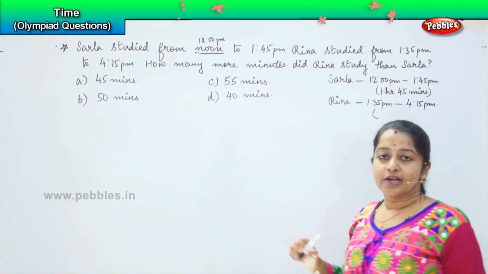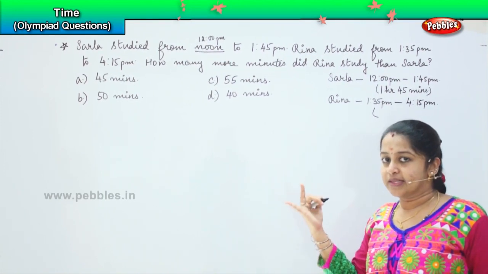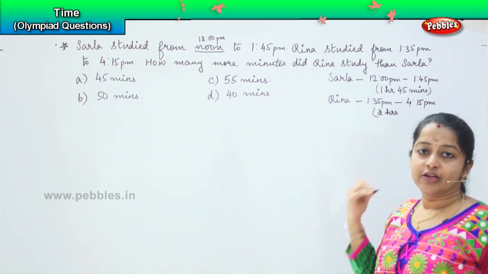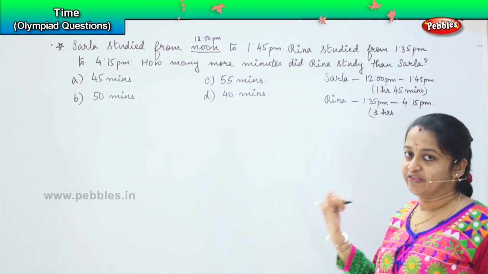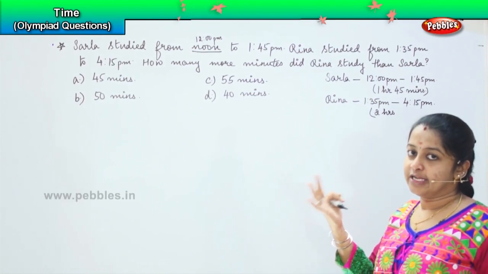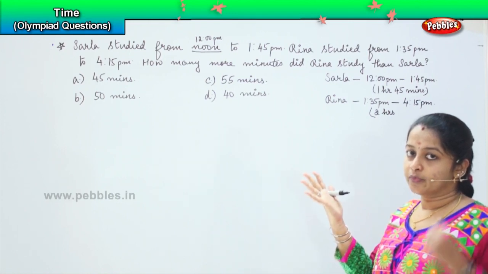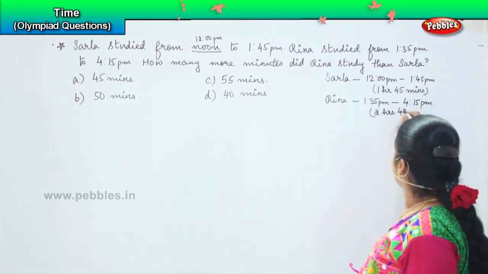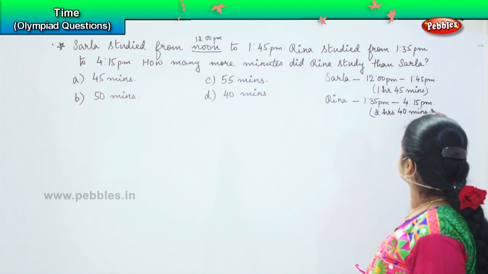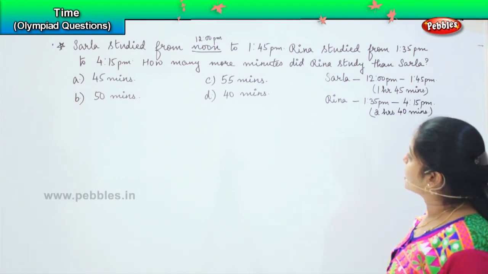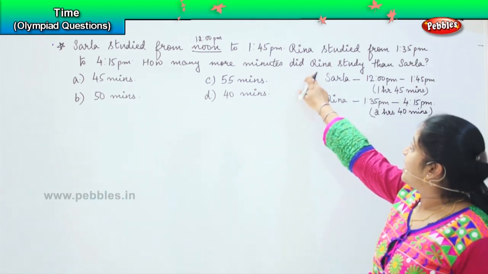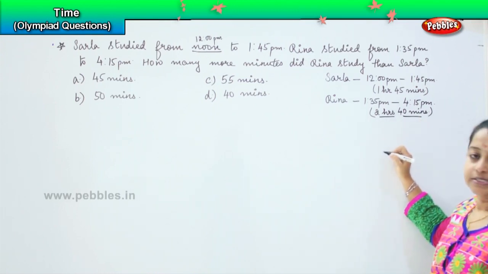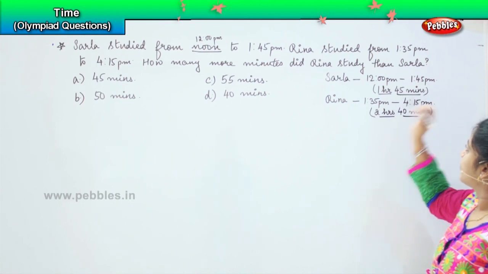Okay. So let's calculate from 1:35, 2:35, 3:35, which makes 2 hours, right? And from 35 till 15. So what is the time? So 35 to 45 minutes, 45, 50, 55, then 4 o'clock, 4:05, 4:10 and 4:15. So which means that she has studied 2 hours and 40 minutes. Okay. So now they are asking how long has Reena studied more than Sarla. So now it is obvious that she has studied almost 2 hours and 40 minutes and Sarla has studied only 1 hour and 45 minutes.